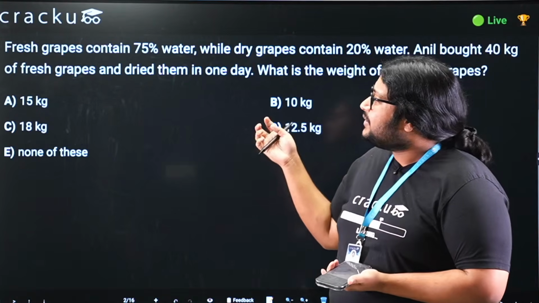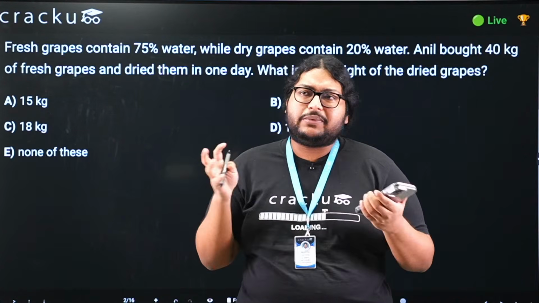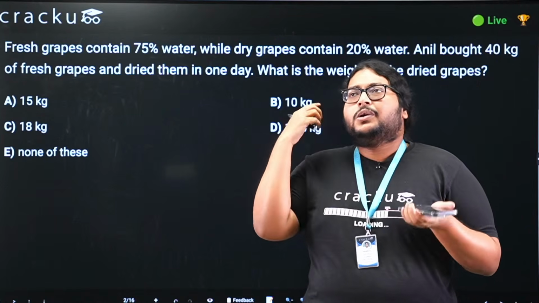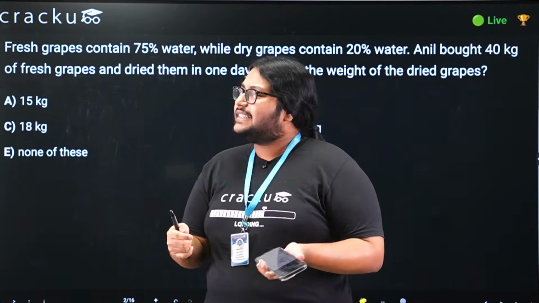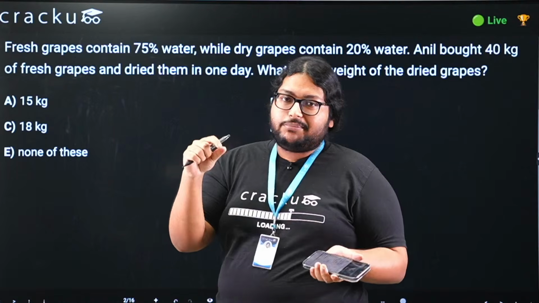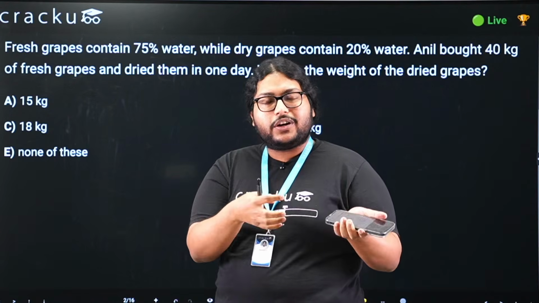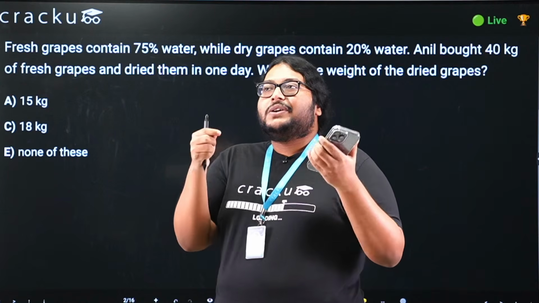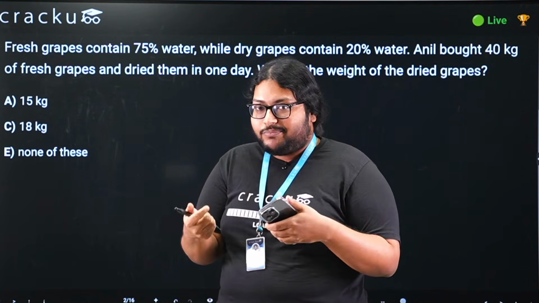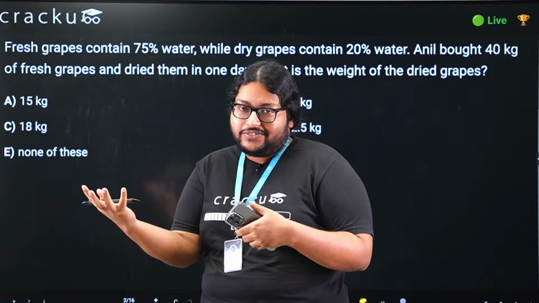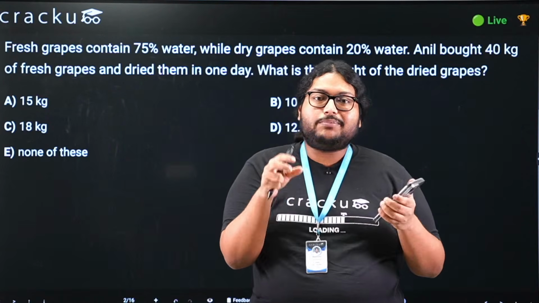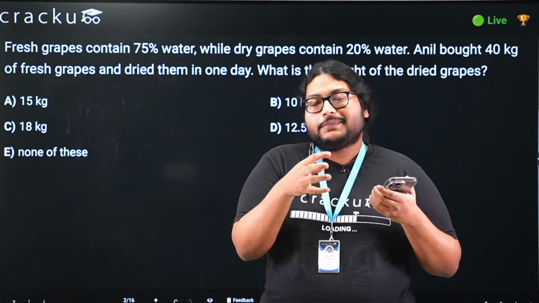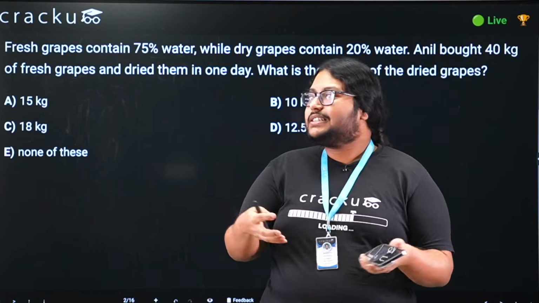These are very common questions from mixtures and alligations. What this question tests is that a grape has some amount of water and some amount of pulp. So what happens when you dry something? The water is the thing that goes away. The pulp, the content of the grape, remains constant in both cases.